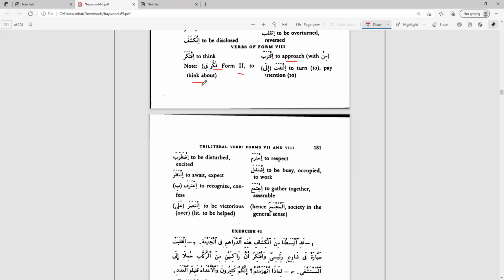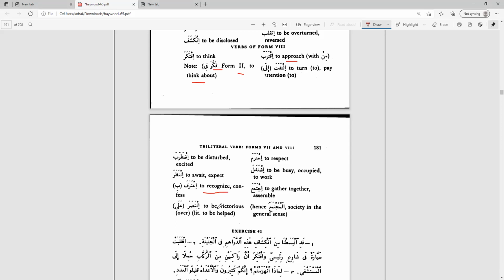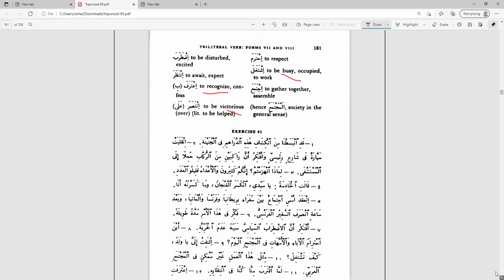Okay, so it comes from the same root. That's just an additional note. Iltafata means to turn, to pay attention. Ittaraba means to be disturbed, and so forth. Okay, intazara means to wait, expect. Itarafa means to be recognized. Intasara means to be victorious. Ihtarama, to respect. Ishtaghala means to be busy, occupied. Ijtama'a means to gather together. So that's what al-ijtima'u comes from.